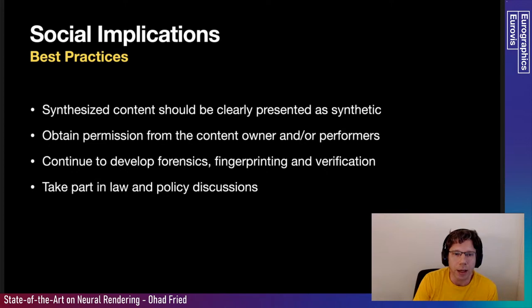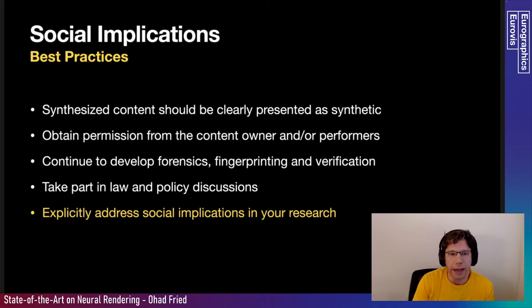Now, many mitigations are not at all technological. They instead have to do with law and policymaking. So we should all take part in such discussions to make them more useful and grounded in current technological abilities. And lastly, I would urge each and every one of you, when relevant, to explicitly address social implications of your research. I'm not sure we do that enough as a community. This can be a section in your paper, a blog post, any other method that will help explain why the research is pursued and guide its applications in the direction that you believe to be a good one.